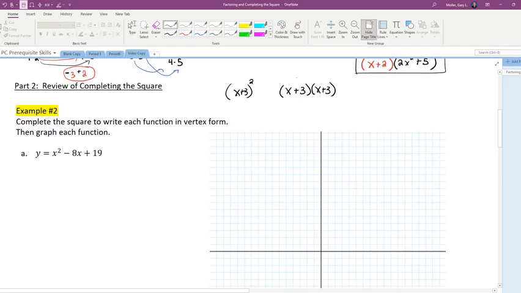x times x, FOIL it out, I get x squared. x times 3, I get plus 3x. And then I do 3 times x, and I get another 3x, and 3 times 3 is 9. Since I have a 3x and a 3x, they got doubled, so I have x squared plus 6x plus 9.